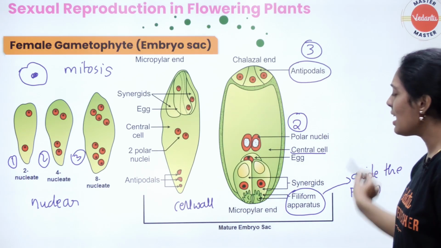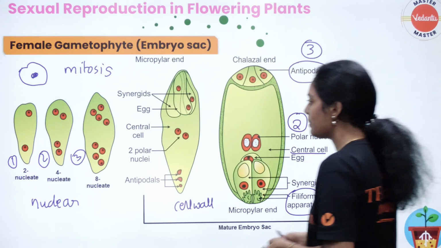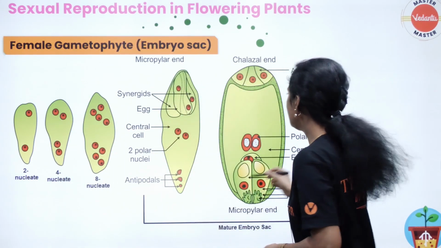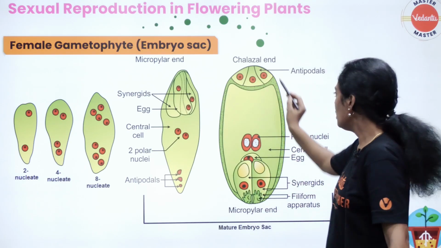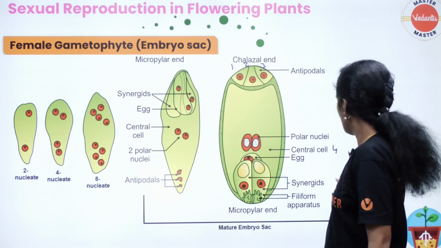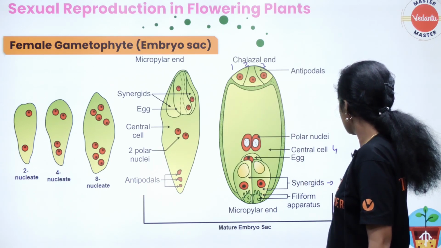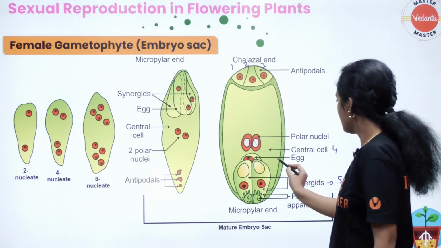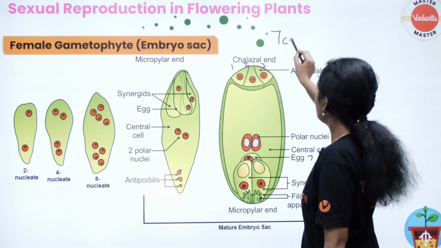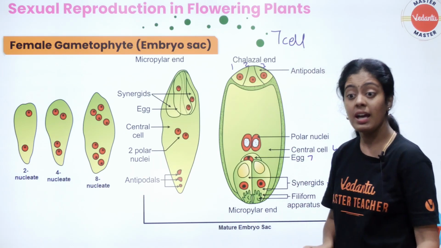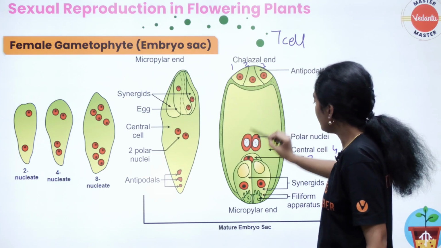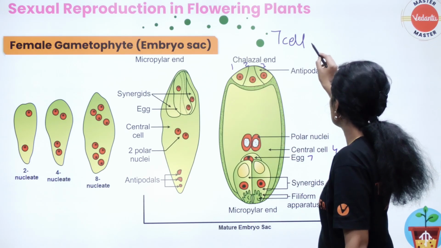How many cells and how many nuclei are there in all of this? Can anyone tell me? Let us count. You have 1, 2, 3 cells, this is 4, 5, 6, and then I have 7. So all of you write it: it is a 7 cell stage and it has 8 nuclei. Shall we count? 1, 2, 3, 4, 5, 6, 7, 8.